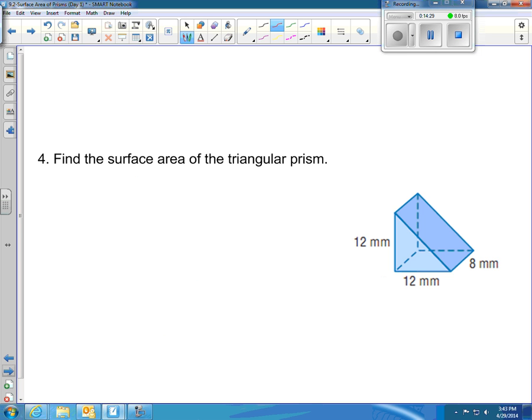All right, let's look at this next one. Find the surface area of the triangular prism. So the triangle is our base. We need to find our slant because we need to use that when we add.